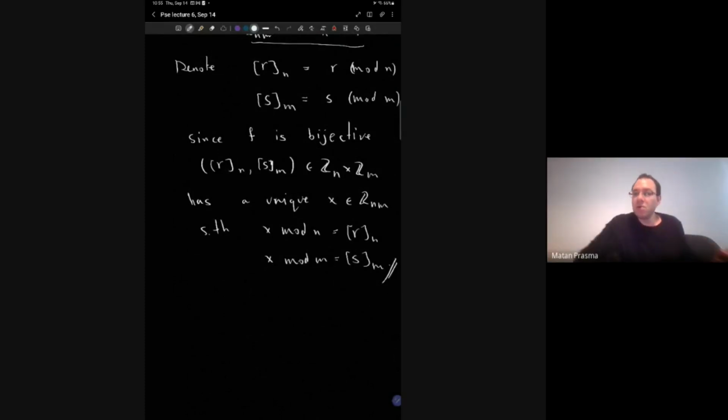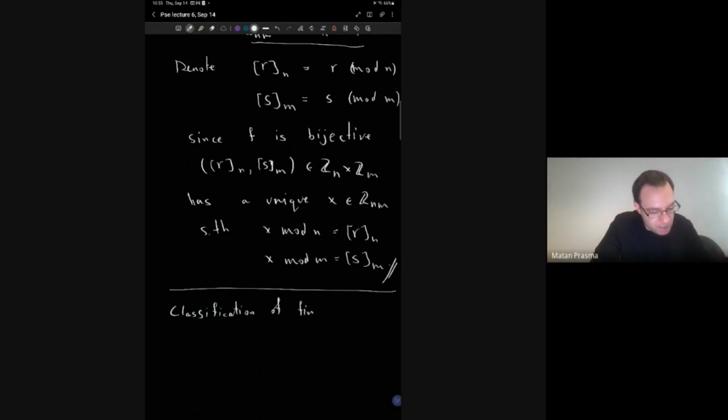Okay, so what I want to do now, I mean, soon we're going to take a break, but let me tell you a bit about the next steps. So this is usually referred to as classification of finite abelian groups.